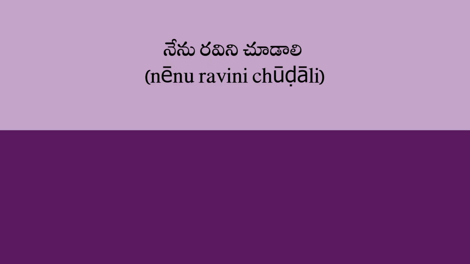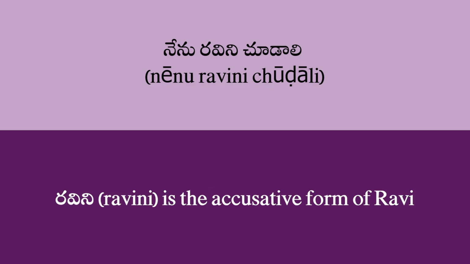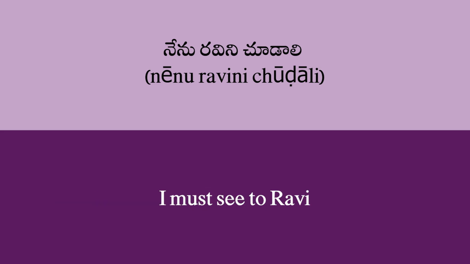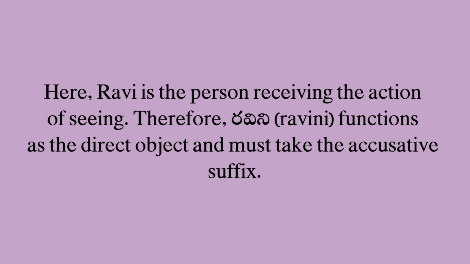Let us now examine a complete sentence. Nenu Ravini Chudali. In this sentence, Nenu means I, Ravini is the accusative form of Ravi, and Chudali means must see. The sentence means I must see Ravi. Here, Ravi is the person receiving the action of seeing. Therefore, Ravini functions as the direct object and must take the accusative suffix.